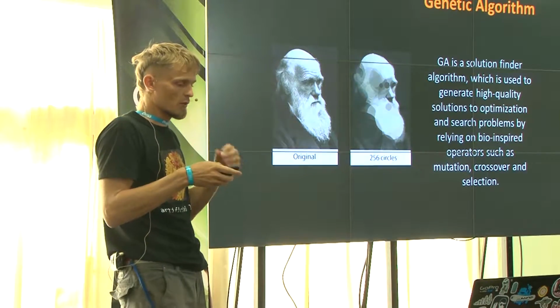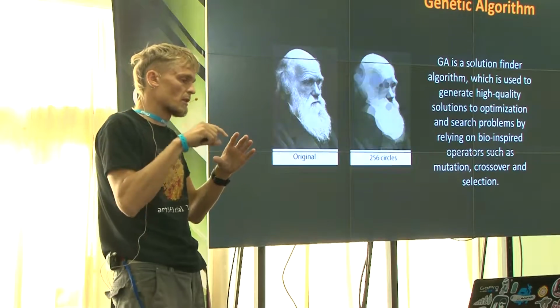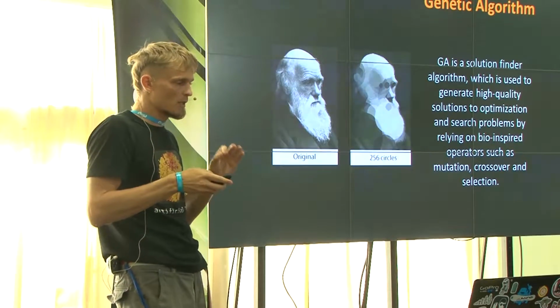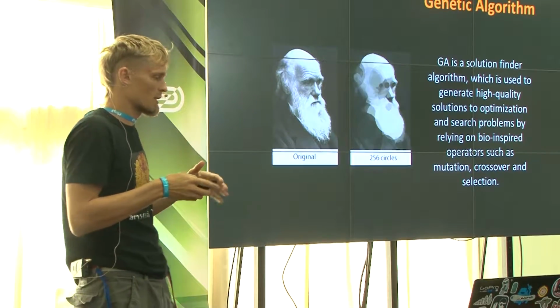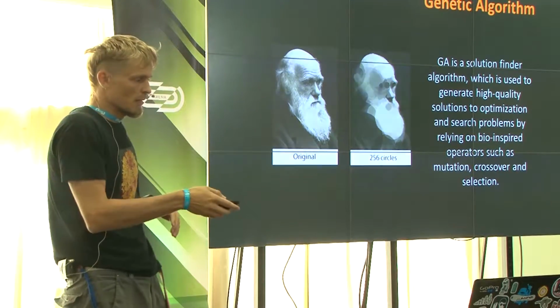And the fitness function tells the program, okay, this picture with this particular circle is a little bit better for us. It's a little bit more similar to the original picture. So this is how it works.